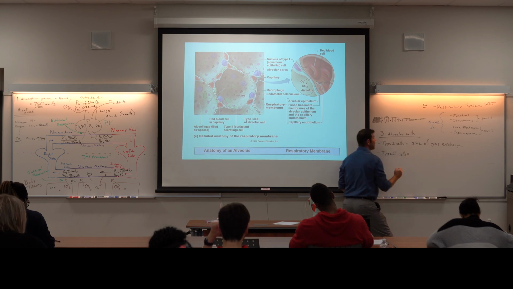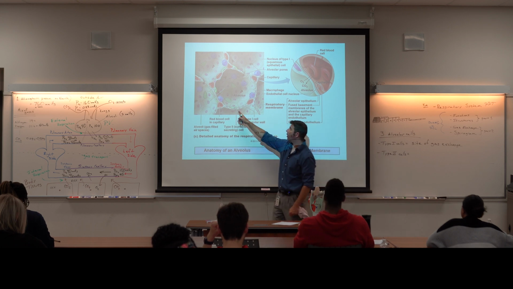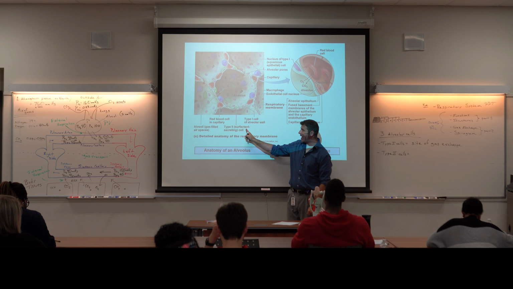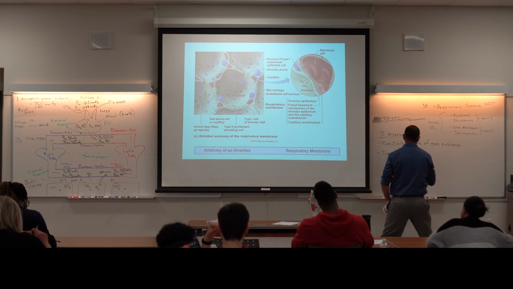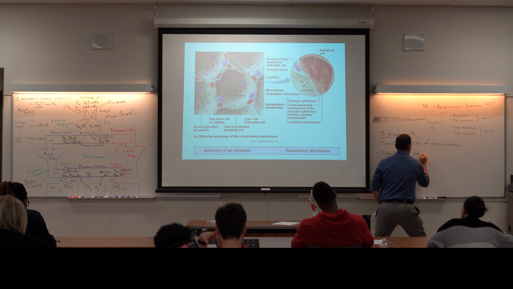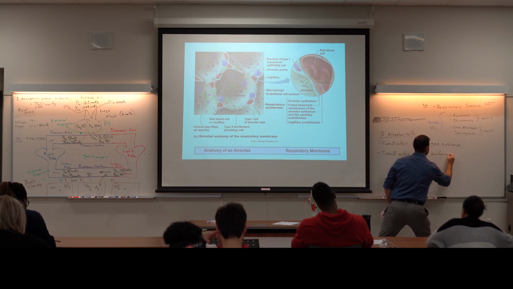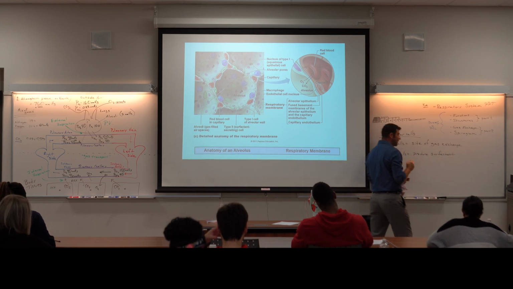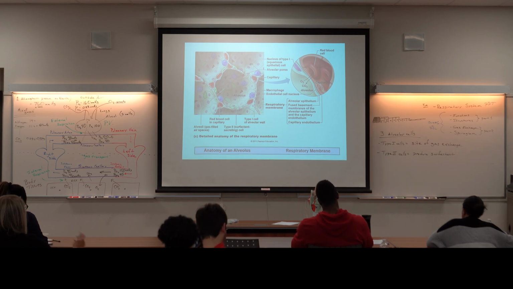These type 2 cells are not the site of gas exchange. In fact, there's not very many of them at all. What they do instead is they produce a substance called surfactant. They are surfactant secreting cells. What this surfactant does is it prevents water molecules from wanting to form bonds with one another.